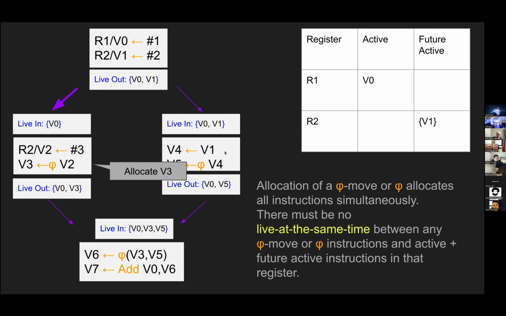Okay, so second question. Your future active table has V1 while you're looking at this block on the left. But doesn't liveness already know that V1, in the context of looking at this graph, is dead anyway, or it's not relevant? That's what I thought as well. It knows that V1 isn't active. So it knows that V1 isn't live in or live out, but we need to remember that it's going to be active at some point in the future.